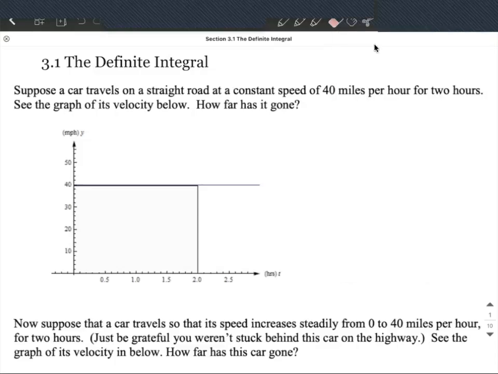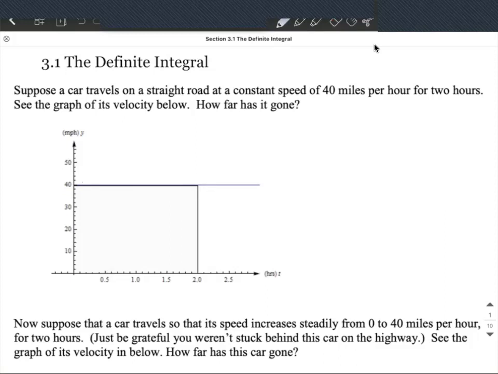Okay, 3.1, the definite integral. On this, we're introducing the definite integral using some situations that maybe we've thought of before. On this first one, we have a car that is going at a constant rate, a constant speed or velocity of 40 miles per hour, and it travels along for 2 hours at this exact same velocity.